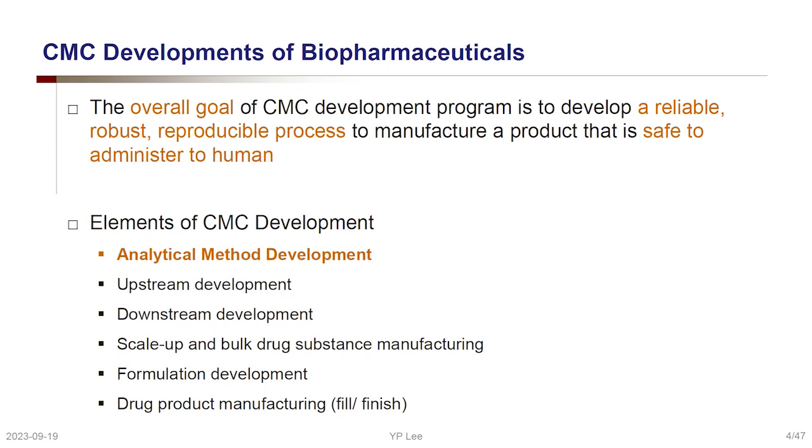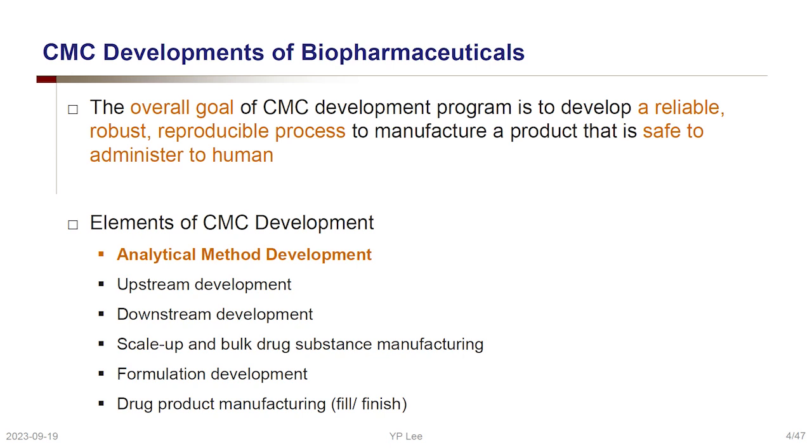When it comes to CMC development, the overall goal is to develop a reliable, robust, and reproducible process so that we can manufacture a product that is safe to administer to humans. And when we talk about the steps of development, there is upstream and downstream development, and of course scale-up GMP production, and also formulation at the finished product level and fill and finish.